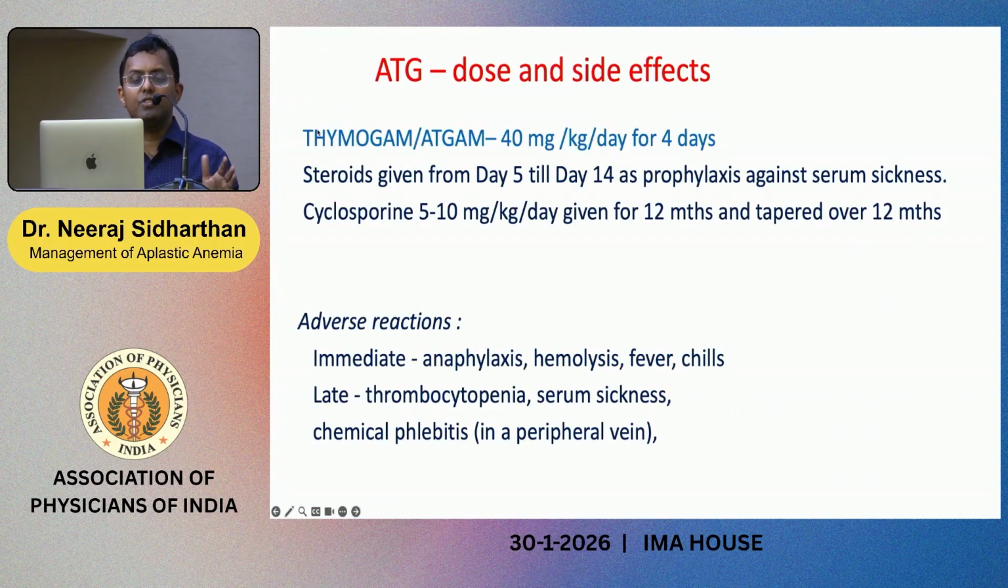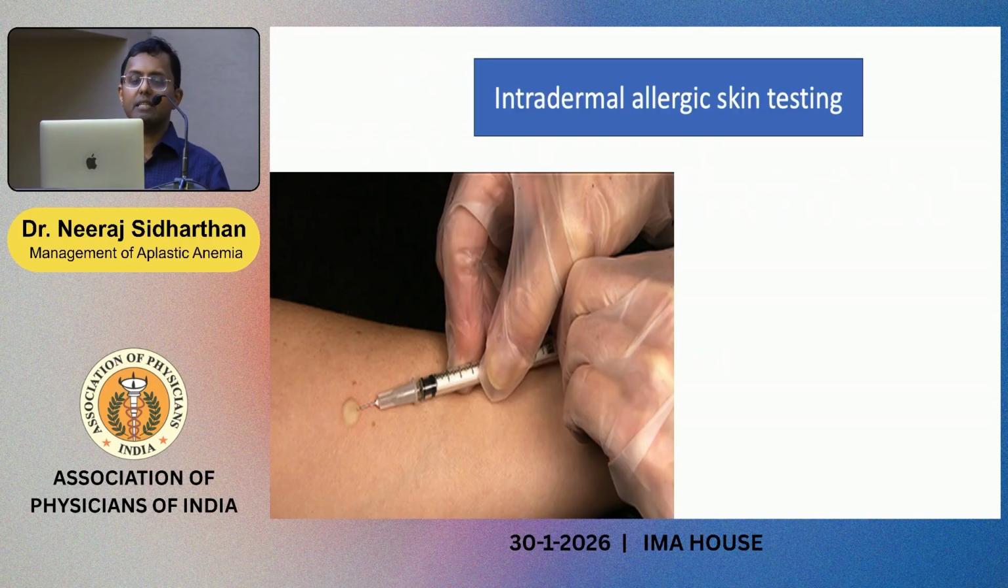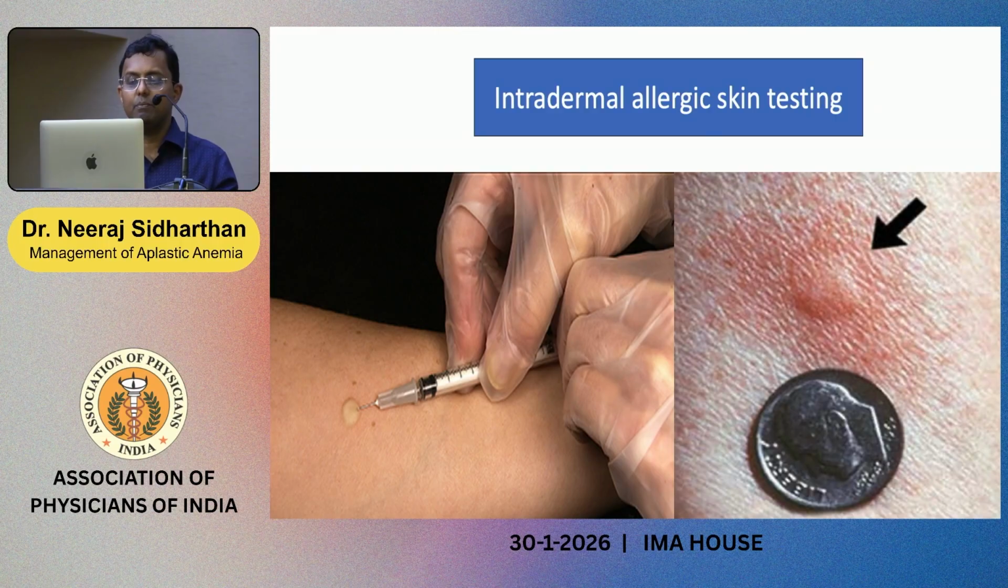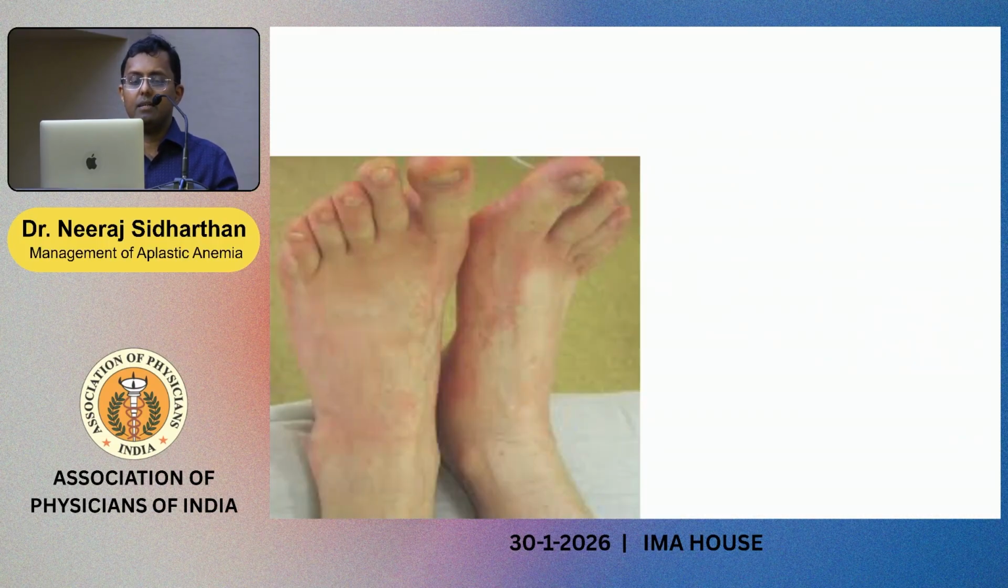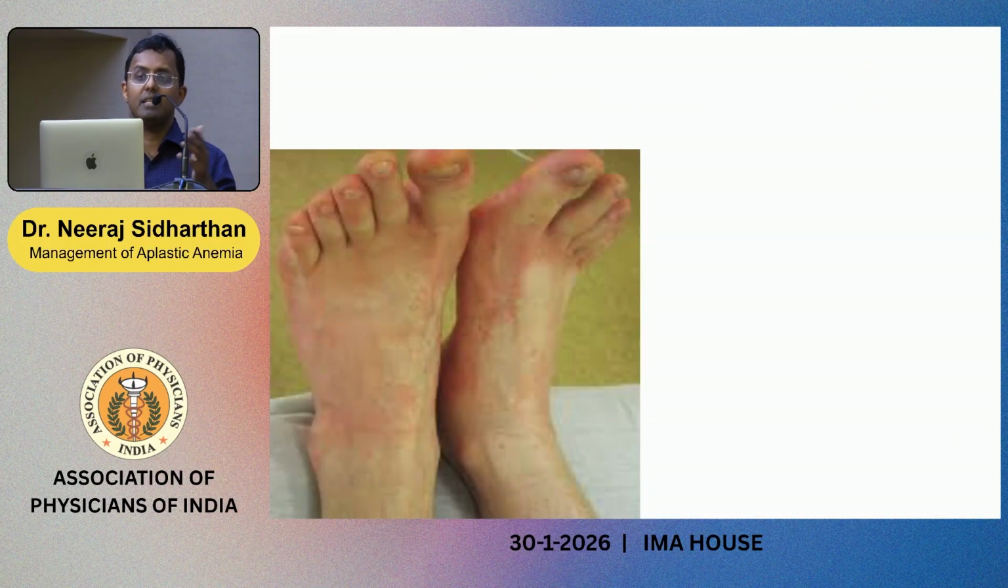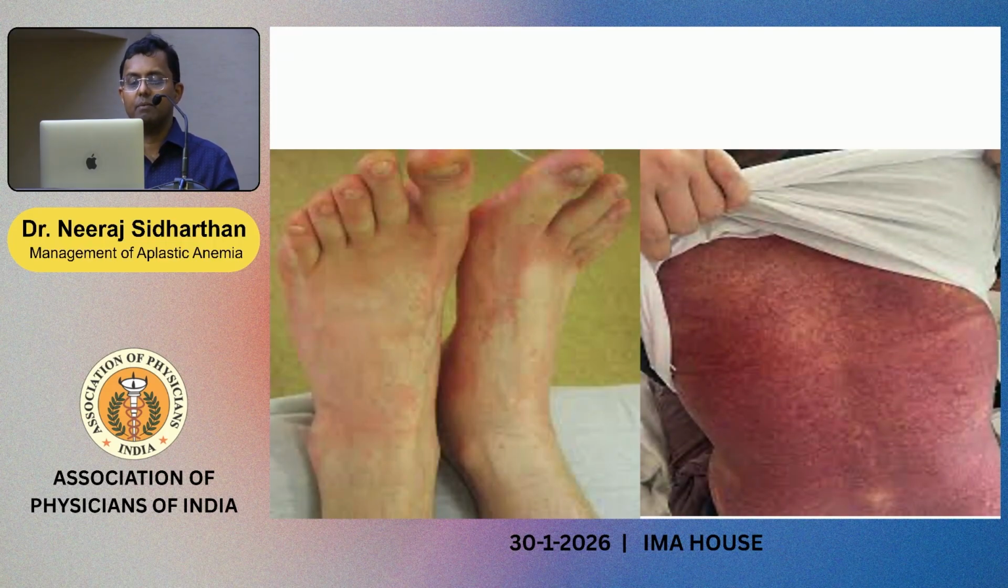With either of these products, you use 40 milligram per kg per day for 4 days, and the patient is usually admitted, and steroids are given, because one of the unique toxicities is serum sickness, and it can also cause immediate allergy. So you give an intradermal allergic skin test, and then sometimes you have serum sickness. Usually between 10 to 14 days you may have this, so you cover the patient with steroids during this time.